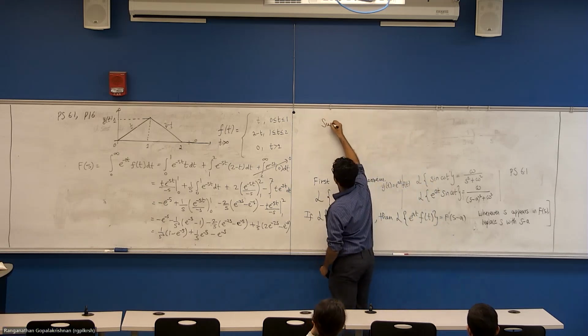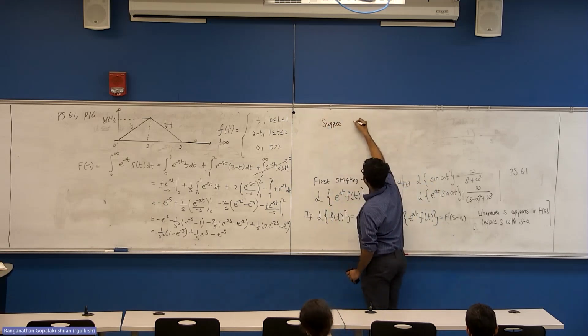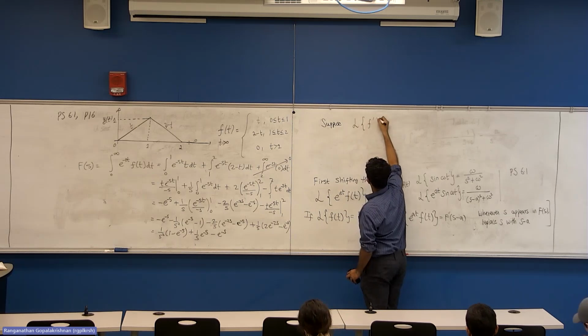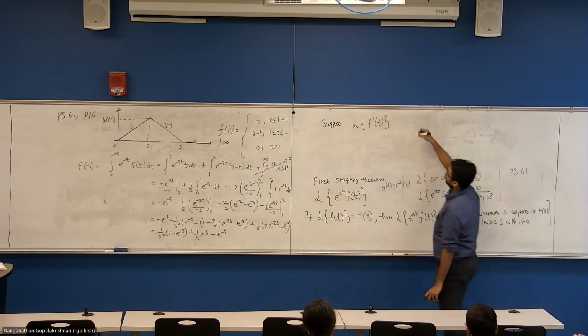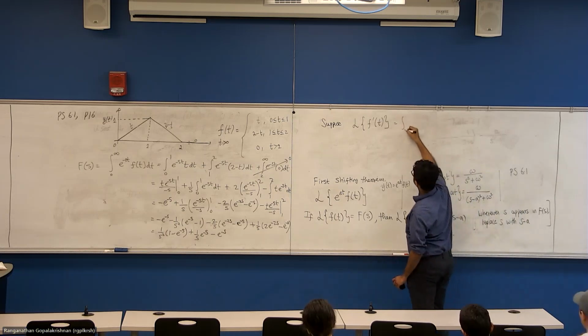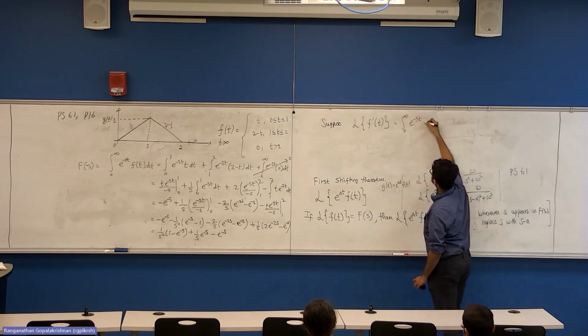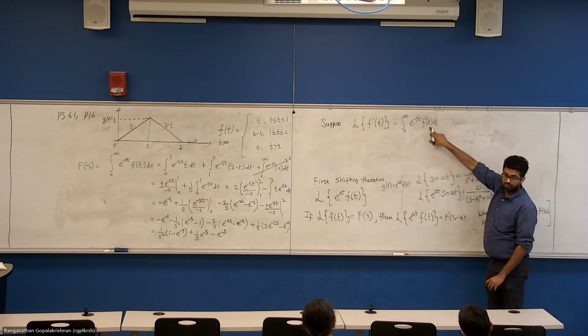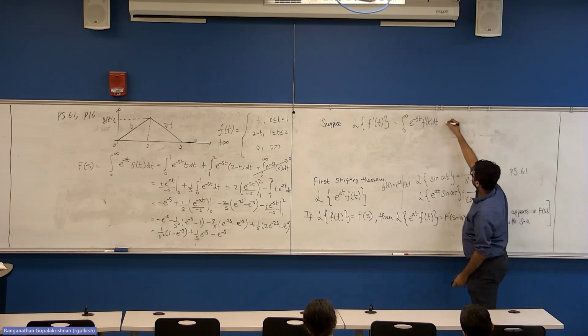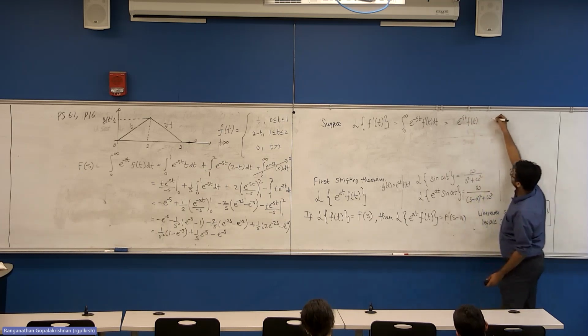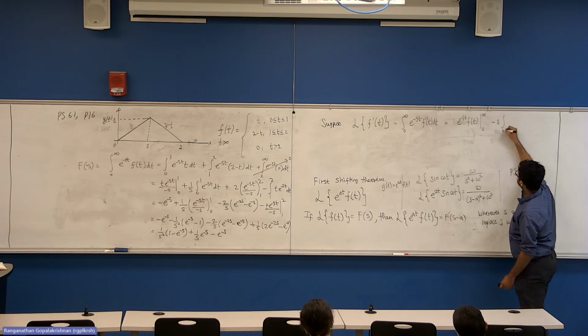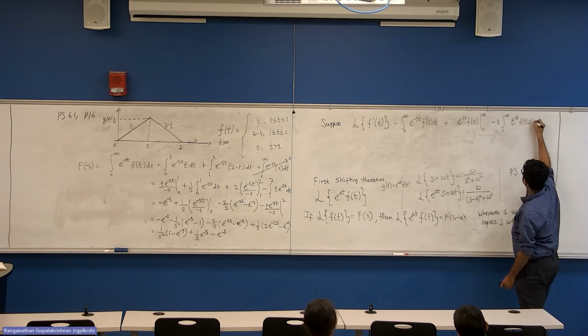Suppose we are interested in the Laplace transform of f dash of t. What would that be? The integral from 0 to infinity of e to the power minus st f dash of t dt. This is already a derivative of f of t. So if I do integration by parts, this will be e to the power minus st times f of t from 0 to infinity, minus s times the integral from 0 to infinity of e to the power minus st f of t dt.